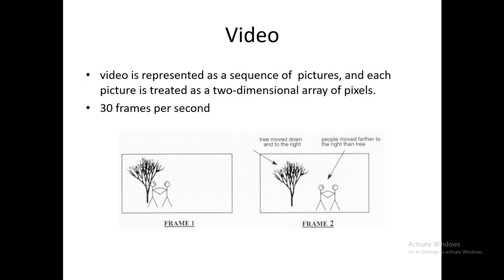Talking about video, it is represented as a sequence of pictures, and each picture is treated as a two-dimensional array of pixels. Typically video consists of 30 frames per second. That means in 1 second there is a flow of 30 frames. In this figure we can see 2 frames, both of them contain a tree and people. In frame 2, we can see the tree has moved down to the right, and the people have moved farther right than the tree. Sequences of frames like this construct a video.